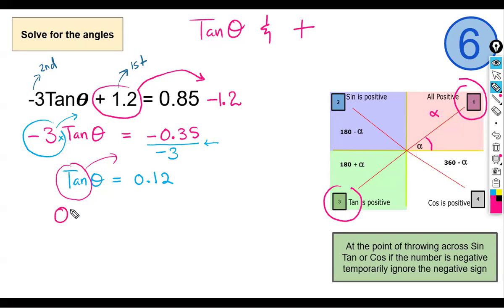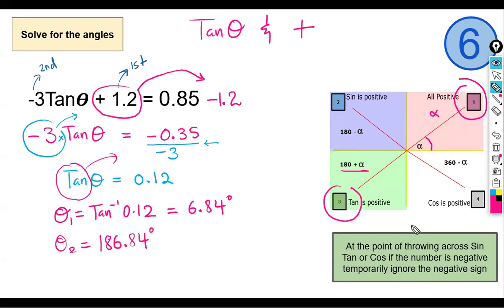So theta 1, your first answer, is going to be tan inverse 0.12. The basic angle is going to be one of the answers. Second function tan 0.12. I'm getting 6.84 degrees. To get theta 2, we use the formula in the third region because tan is positive in the third region. So it's 180 plus 6.84. I don't even know why I used my calculator for that, I could have done that in my head. These are my two final answers. I'm underlining them in blue.